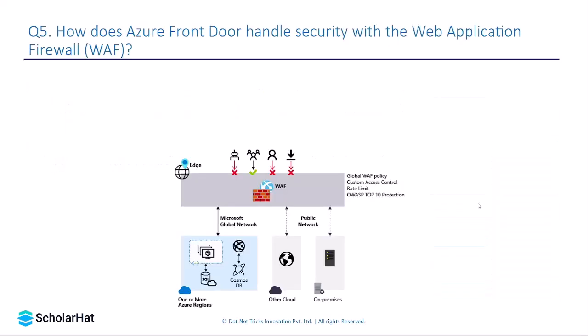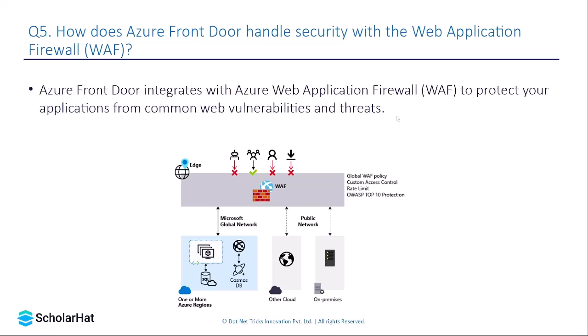Now, the next question is how does Front Door handle security with the web application firewall? Front Door integrates with the Azure Web Application Firewall to protect applications from common web vulnerabilities and threats. It enables a global WAF policy which can be used to define security rules and policies, using which we can protect our web application.